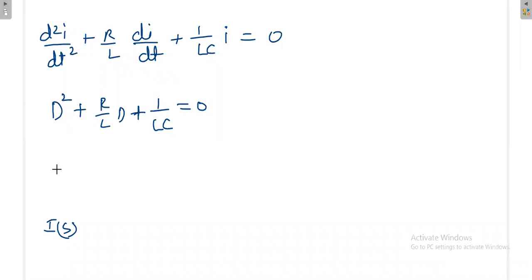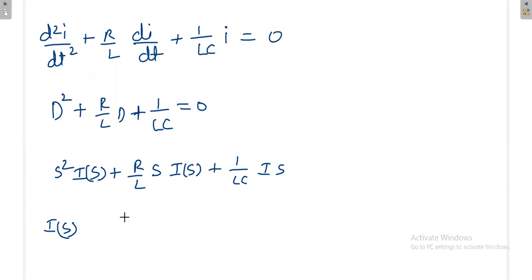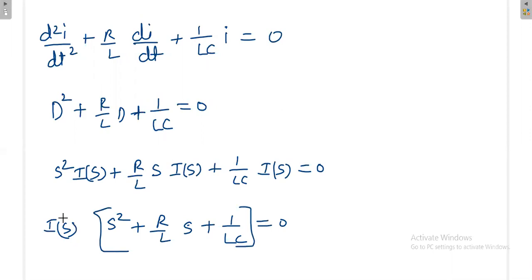Okay, so this is s square I(s) plus (R by L) s I(s) plus (1 by LC) I(s) is equal to 0. If you take I(s) outside, then this is (s square plus (R by L) s plus 1 by LC) equal to 0. Again, this current cannot be 0, that's why this term could be 0. So next, s square plus (R by L) s plus 1 by LC is equal to 0.